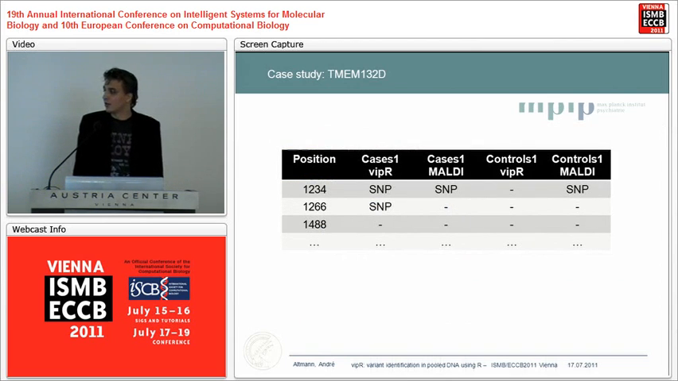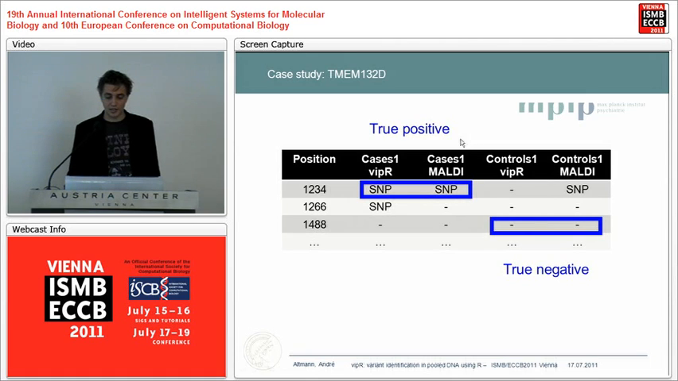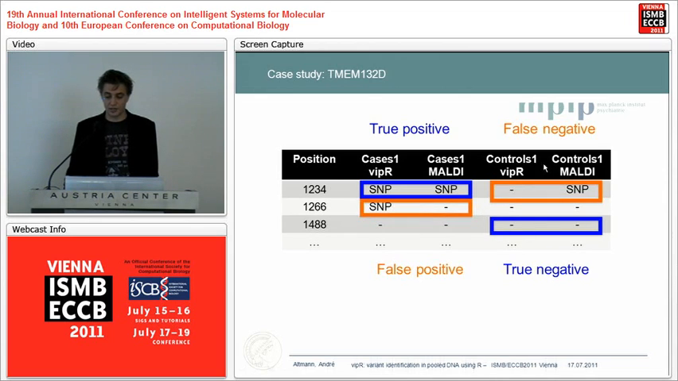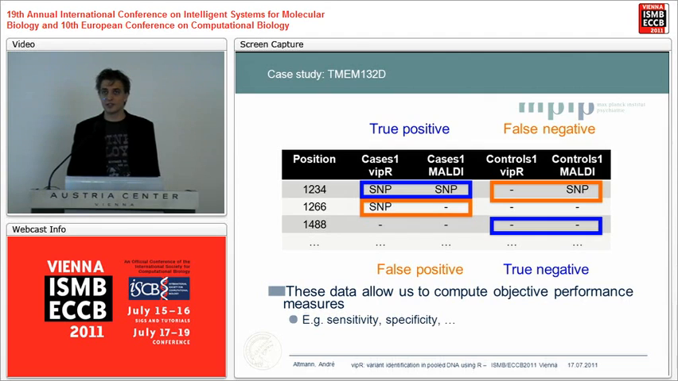So here's how our validation data looks. Basically, for each of the libraries, we have one column with SNPs called by our SNP caller, for these 82 positions, and one column for the MALDI-TOF, and this is separate for each of our libraries. If both callers call a SNP at a certain position, we have true positives. If there's no SNP in both, we have a true negative. And also we can have false negatives if only the MALDI-TOF sees something, and false positives if only our method sees something. And this data allows us to compute sensitivity and specificity for each and every library separately.